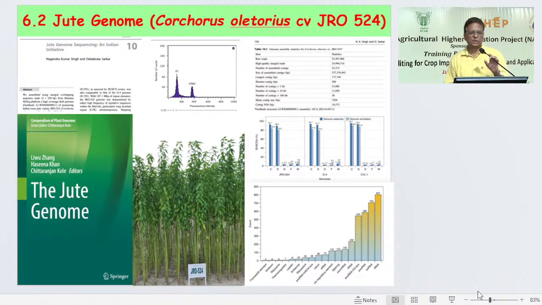So we sequenced this variety of jute called Naveen, JRO524. This is the variety developed 30 years back, but still it is the popular variety, not much improvement because we don't have a lot of genetic information. But with the genome information now, hopefully there will be more progress in that.